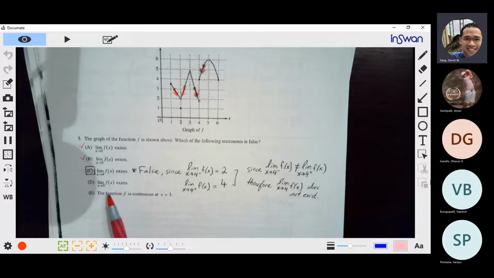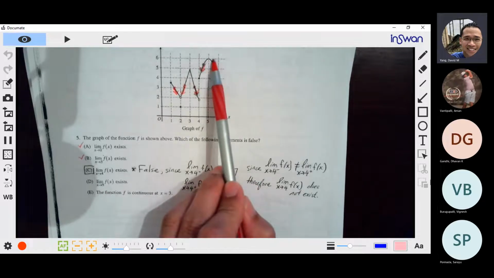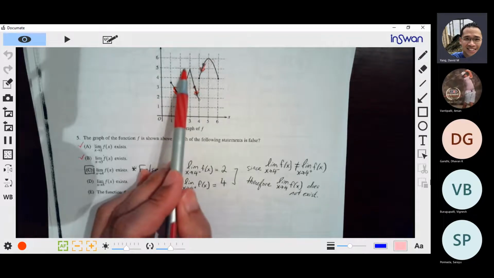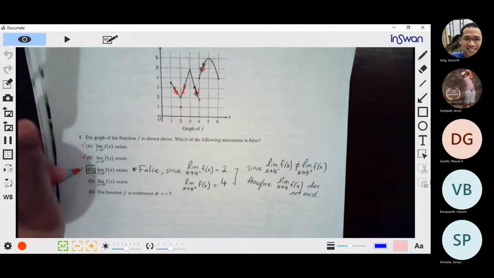Okay, let's just go through each of these other options here. Limit as x approaches 5. It's continuous, so if our graph is continuous, we're never going to have any issues with limits, so our limit will also exist. And the function is continuous at 3. That's true. We have a continuous function there. So only answer choice C is the false statement.